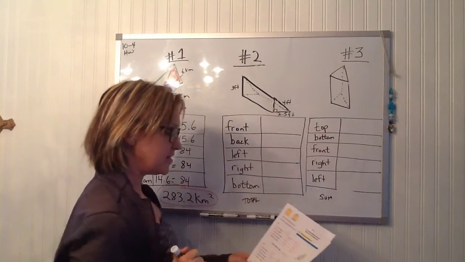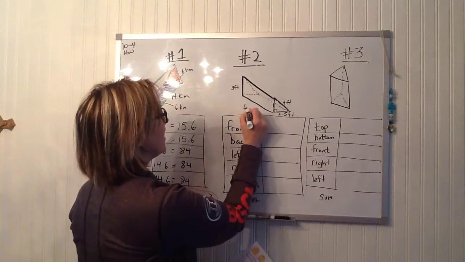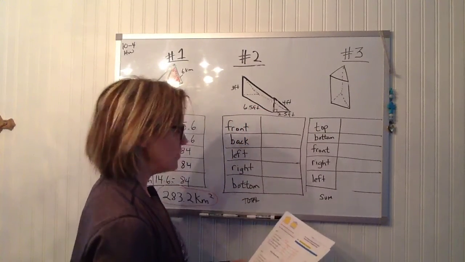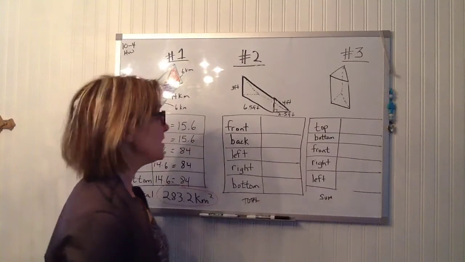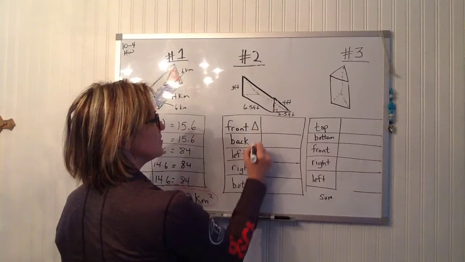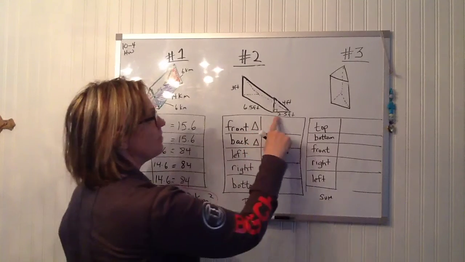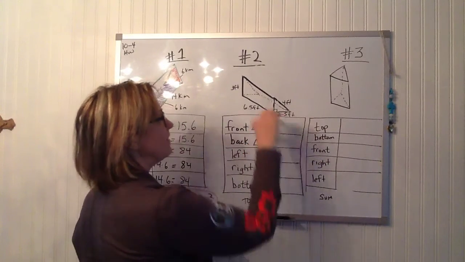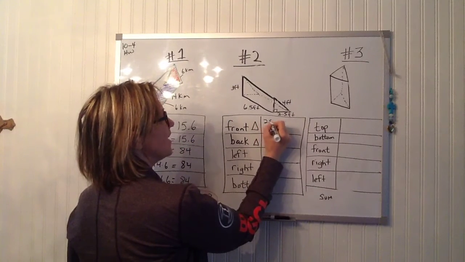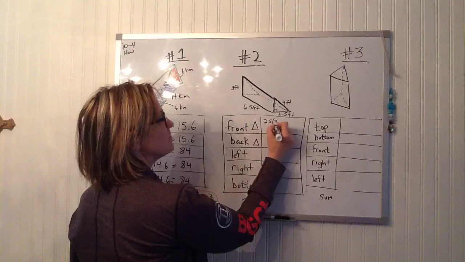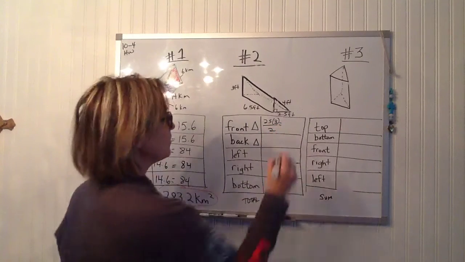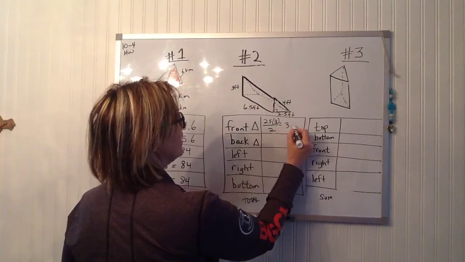The length of this figure is 6.5 feet. And those are all the dimensions they've given us. So I'm going to call the front and the back are triangles, which are congruent. The base is 2.5, and we said the height was over here. So base times height, 2.5 times 3 divided by 2 gives us 3.9 square feet.